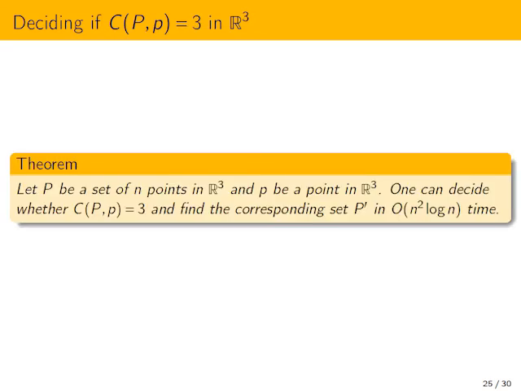Next, we discuss deciding if the Carathéodory number of a point in R^3 is equal to 3 or not. We have shown that this problem can be solved, and the corresponding set found, in O(n² log n). For this purpose, we first use the previous algorithm to check if the Carathéodory number of the point is less than or equal to 2. If not, we check if the Carathéodory number is equal to 3 by checking if there exists a triangle consisting of points in the set P which contains the point p.